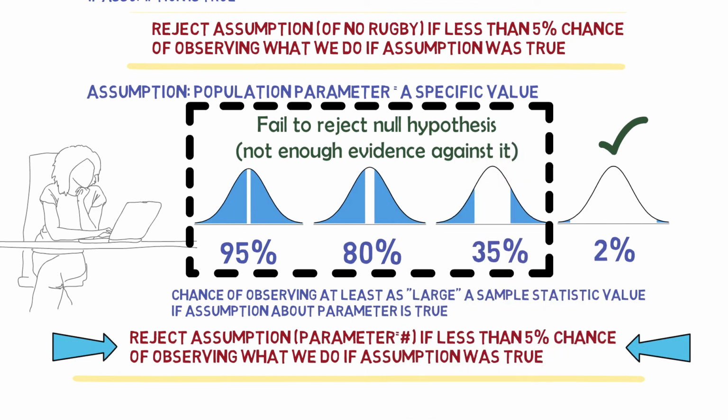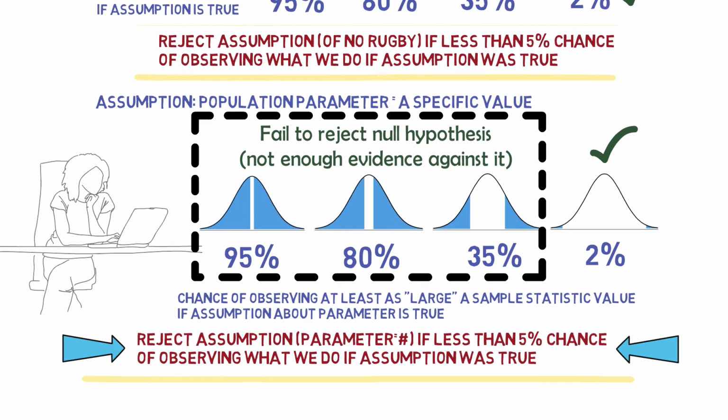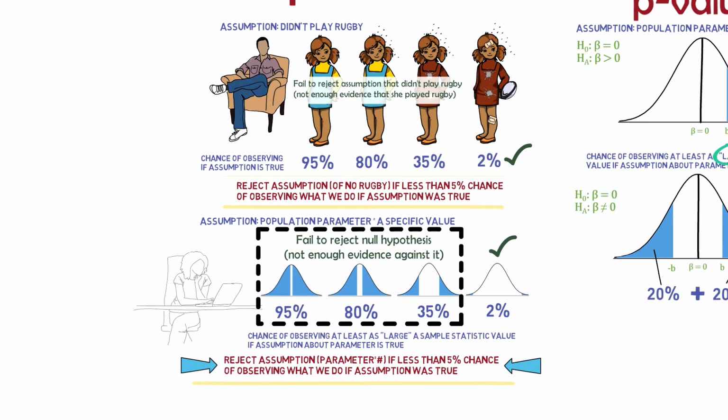So this logic is the same logic that the father applied in trying to assess whether or not the daughter played rugby. Again, we're not able to assess the probability that the daughter played rugby. In statistical inference, we're not able to assess the probability that the null hypothesis is true or false. But what we can think about is, what's the probability that we would observe what we actually did if our initial assumption was true? And if it's very unlikely that we would observe what we did if the null hypothesis is true, that gives us enough evidence to conclude that the null hypothesis is false.